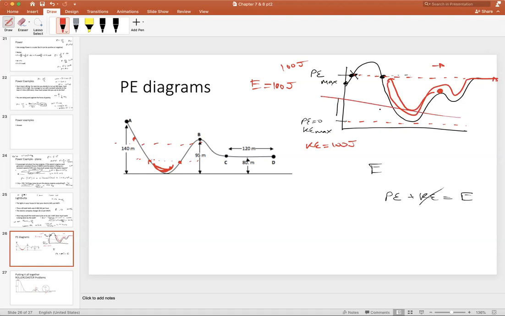Somewhere in here, and I don't know why I can't draw a straight line, but yeah, let me not do that. So somewhere in here, there's a point where half kinetic energy plus half potential energy is equal to the energy. So where they're equal, somewhere in between there, the kinetic and the potential energies are equal.